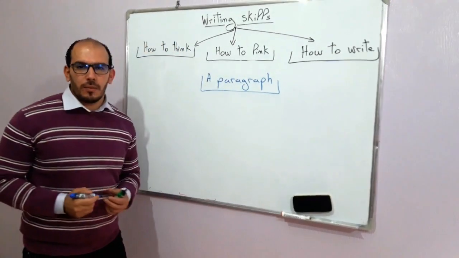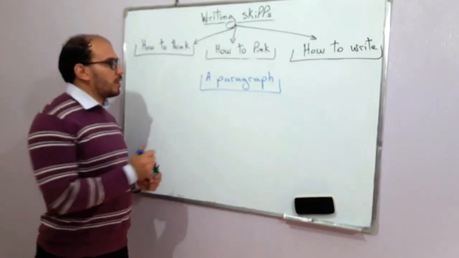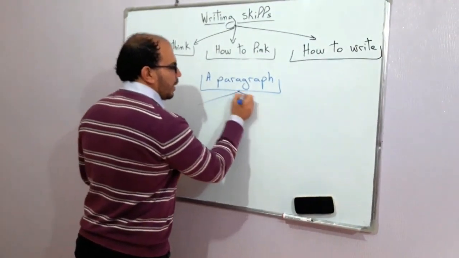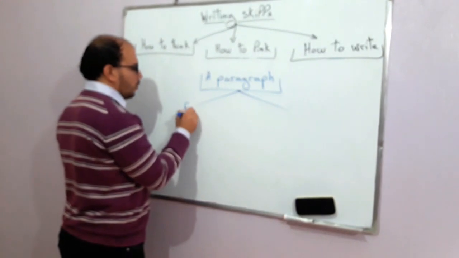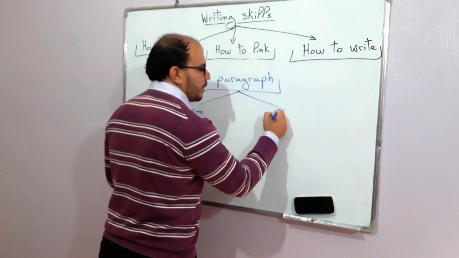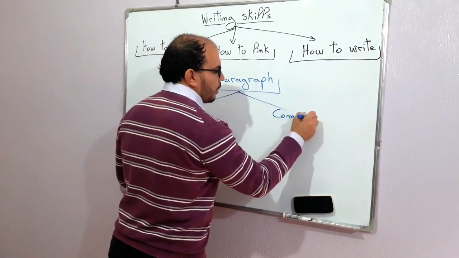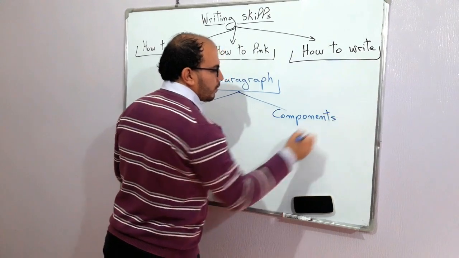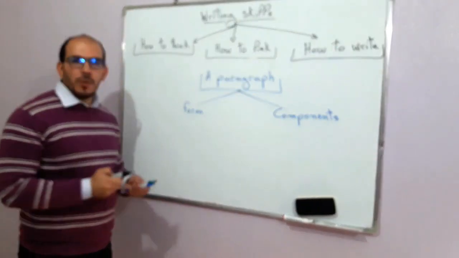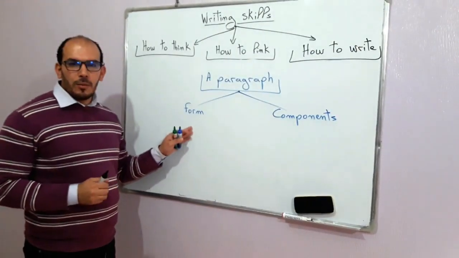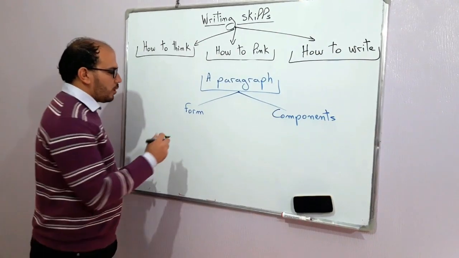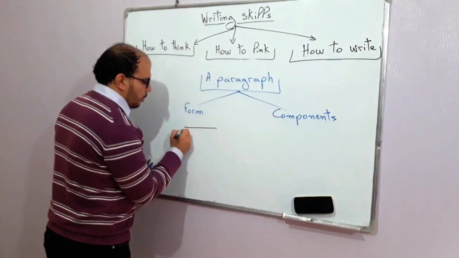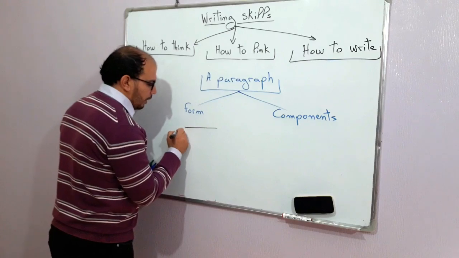What is a paragraph? A paragraph is a short text. In this text we have specific form and specific components. In terms of the form of your writing, or the text structure, when you finish, your writing must look like this.